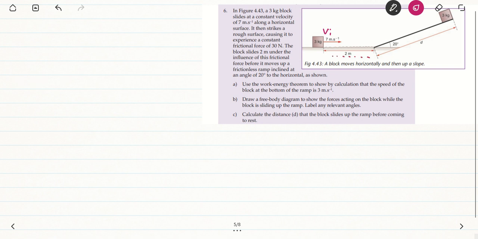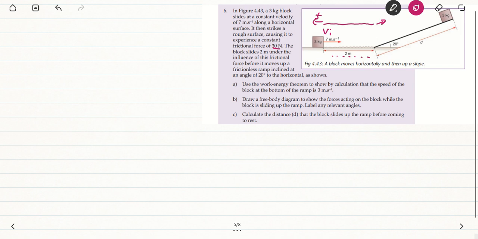They're also saying that it then strikes a rough surface, causing it to experience a constant frictional force of 30 newtons. The block slides 2 meters under the influence of this frictional force before it moves up a frictionless ramp, inclined at an angle of 20 degrees to the horizontal as shown. So the block, while traveling here, experiences friction. But when it goes up the ramp, there is no friction there.